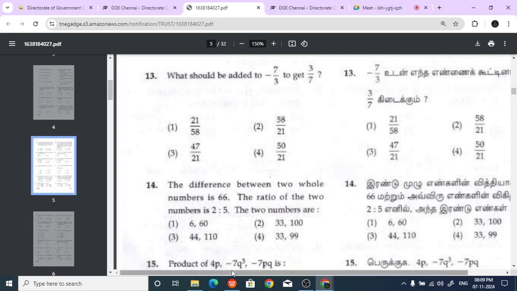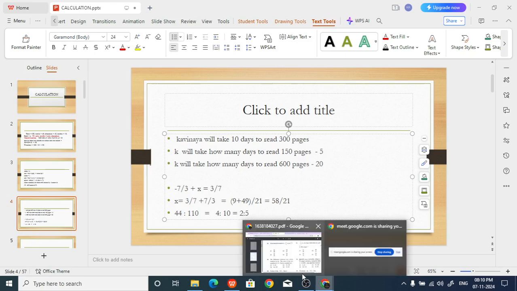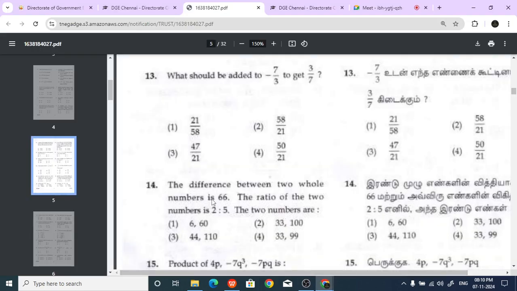See, for example, it's like this. 44 is to 110. If you simplify this, divided by 11, you get 4 is to 10. Again you simplify, equal to 2 is to 5. So that is what they have given. 2 is to 5, right?